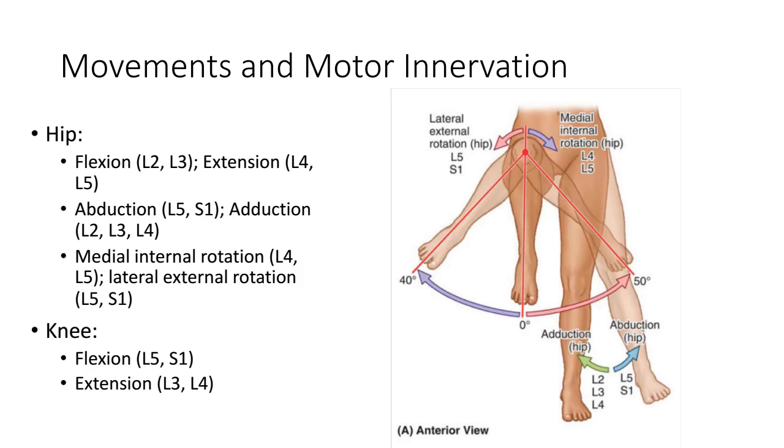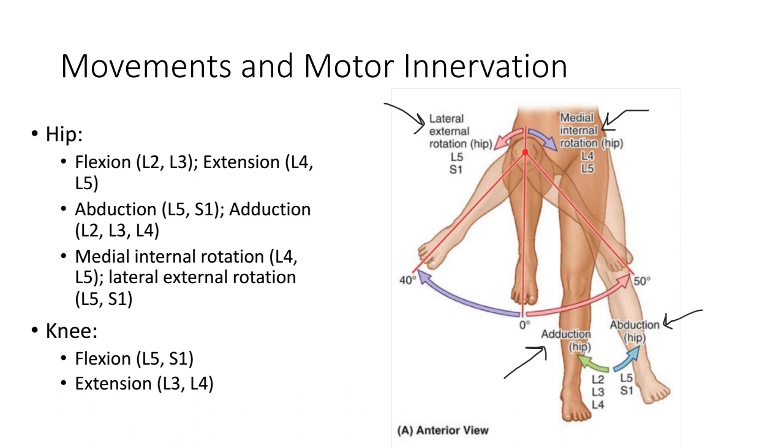You should know these different movements and what are the spinal nerves that are involved with the movements. So when we look at the hip, flexion is L2 and L3, extension is L4 and L5, abduction occurs because of innervation from L5 and S1, adduction occurs because of innervation from L2, 3, and 4, which is the femoral nerve. Medial or internal rotation is from L4 and L5, and lateral or external rotation is from L5 and S1.